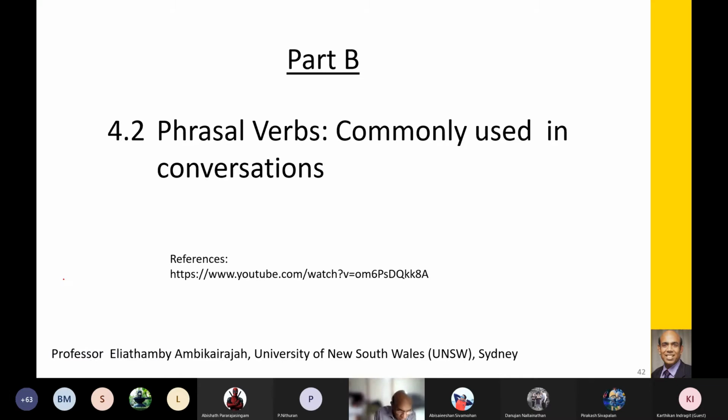Now, I'm going to go through phrasal verbs. Karthikeyan is there. Dhanujan, you can hear me, right? Yes, sir. Okay. There are a few people, guests from an outside organization, but I think for outside people the principal has to give permission. Okay, commonly used conversations. Now, what's happening, Abshaisan?